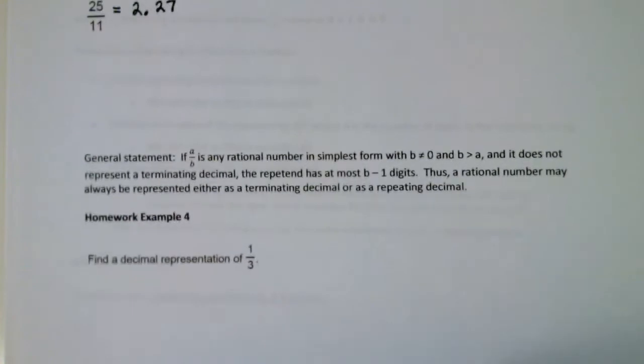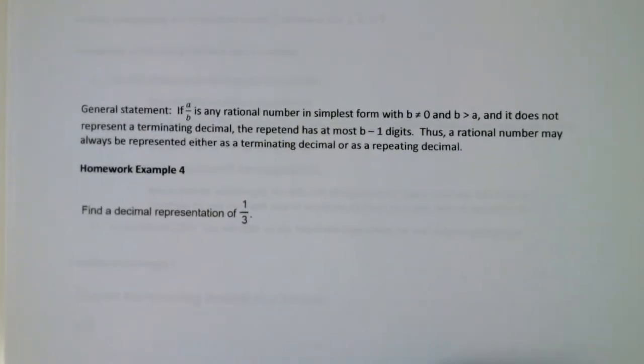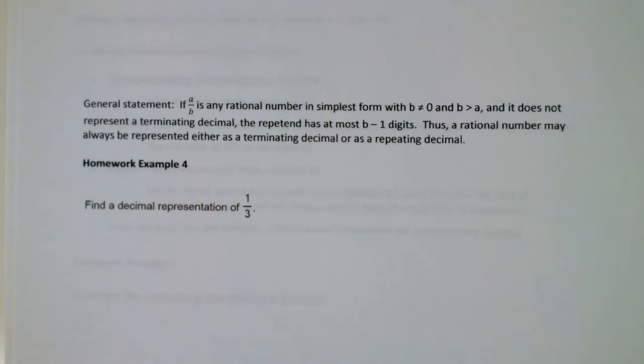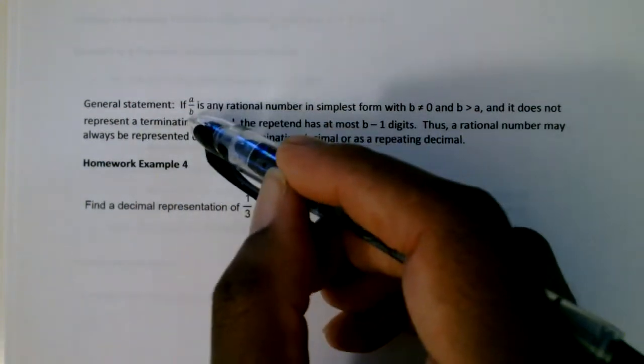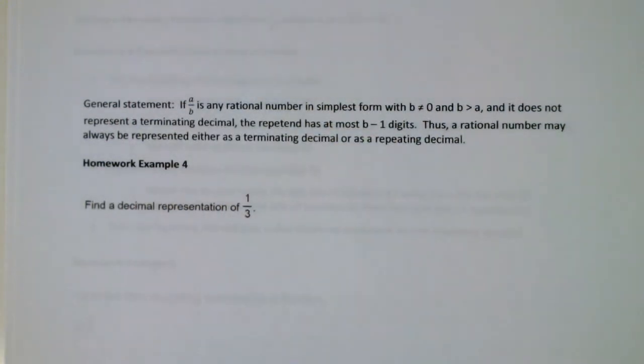All right, now, in general, if A over B is any real number in simplest form, with B not equaling 0 and B greater than A, and it does not represent a terminating decimal, the repeatand, which is the block of repeating digits, has at most B minus 1 digits, okay? The B is your denominator, so B minus 1 digits. Thus, a rational number may always be represented either as a terminating decimal or as a repeating decimal.